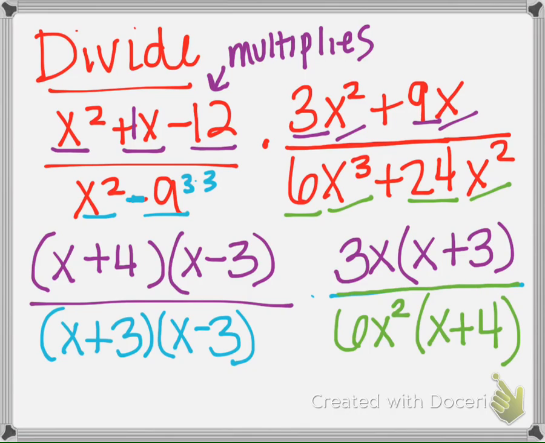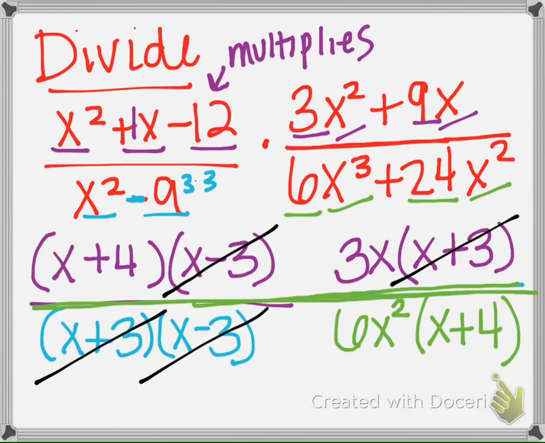Alright, then we extend our line, because now we're multiplying, because we changed the division to a multiplication, and whatever's in the numerator that is the same in the denominator we can cross out. So we can get rid of the x minus 3 and this x minus 3, this x plus 3 and this x plus 3, this x plus 4 and this x plus 4. And then here we have 3x over 6x squared.